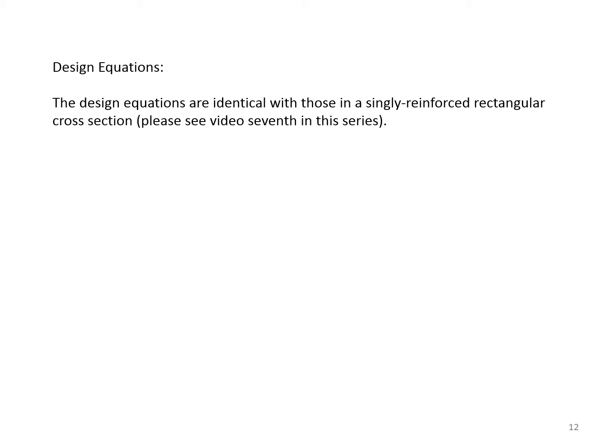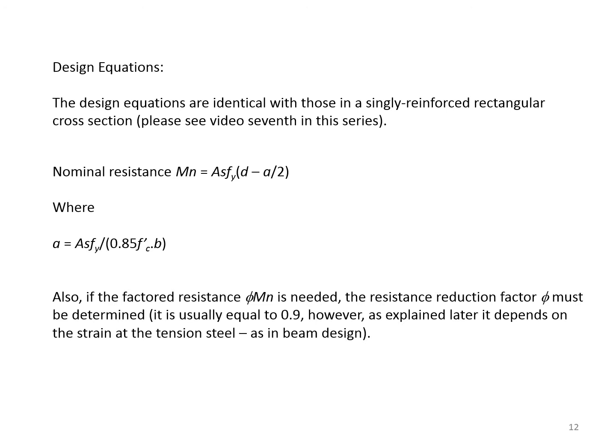Design equations. The design equations are identical with those in a singly reinforced rectangular cross-section. Please see the video number 7 in this series. Therefore, the nominal resistance Mn is equal to As fy (d minus a over 2), where a is equal to As fy divided by 0.85 f'c b. Also, if the factored resistance phi Mn is needed, the resistance reduction factor phi must be determined. It is usually equal to 0.9. However, as explained later, it depends on the strain at the tension steel, as in the case of beam design.